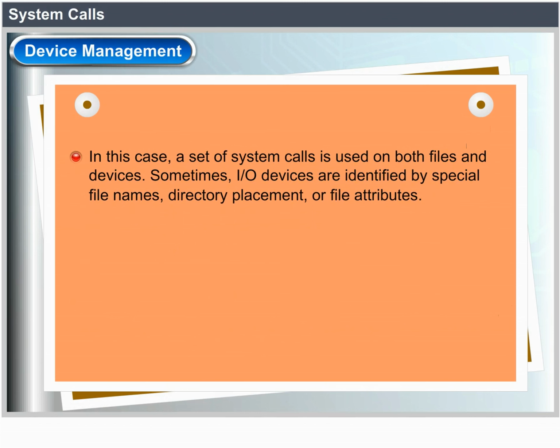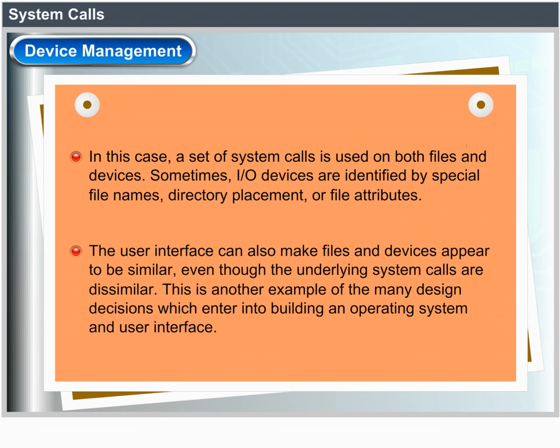Sometimes, input-output devices are identified by special file names, directory placement, or file attributes. The user interface can also make files and devices appear to be similar even though the underlying system calls are dissimilar. This is another example of the many design decisions that go into building an operating system and user interface.